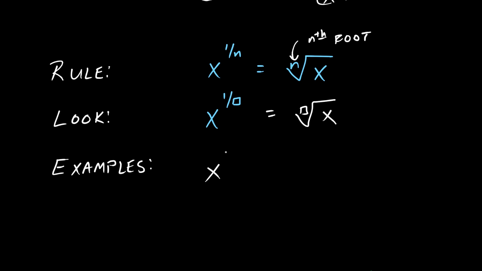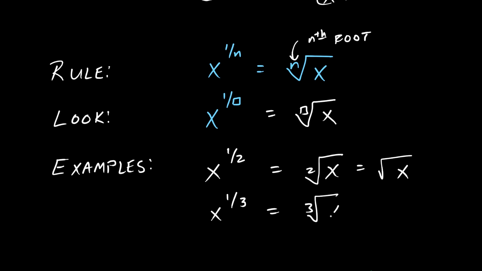Now the most basic example is x to the 1/2. That actually means x to the second root. And it's understood when you have a square root that it is the second root. So x to the 1/2 means the square root. Similarly, if you have x to the 1/3, that actually means the third root of x.